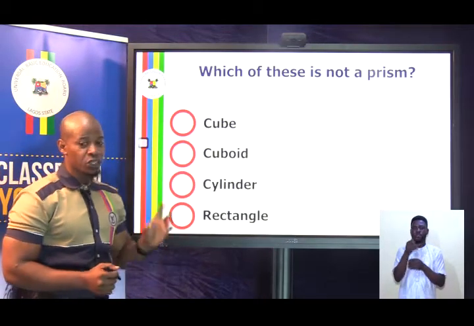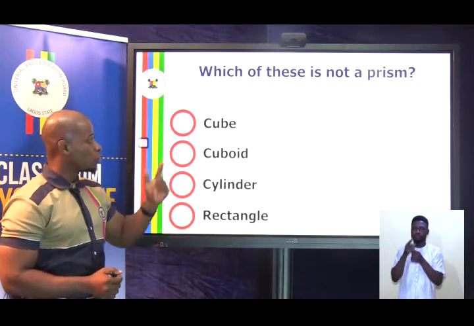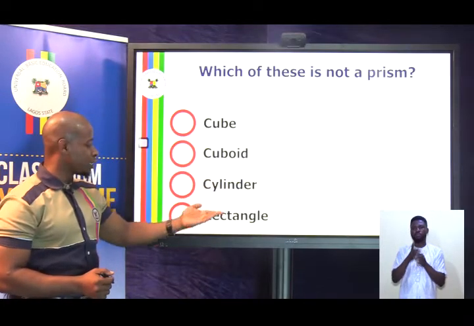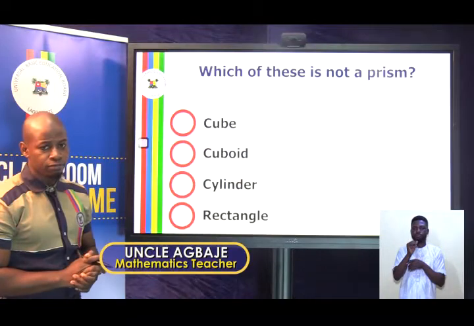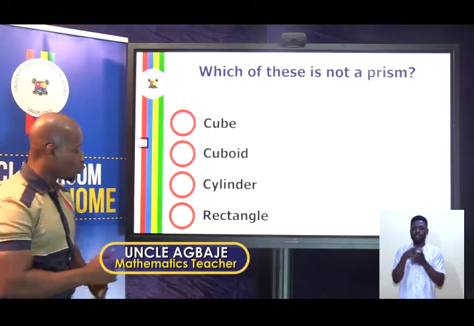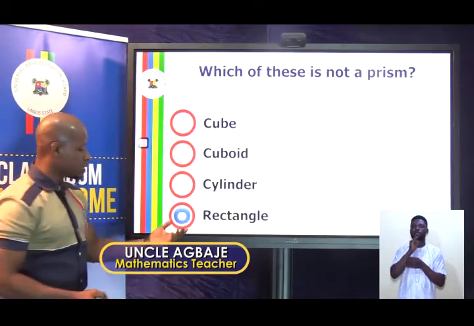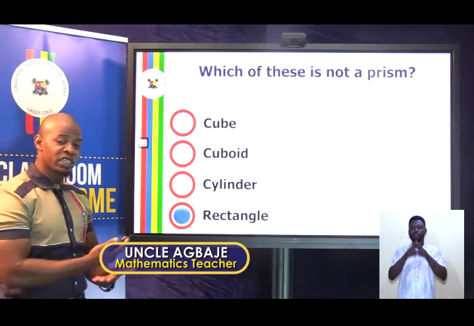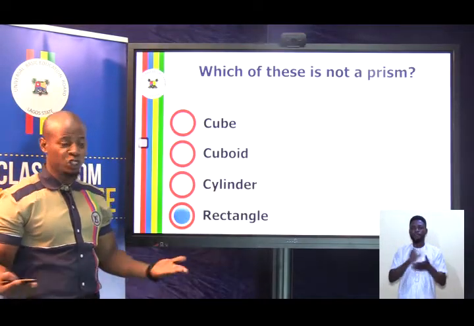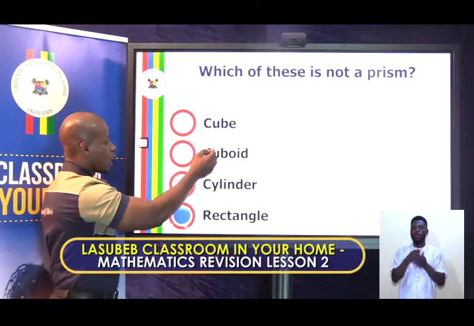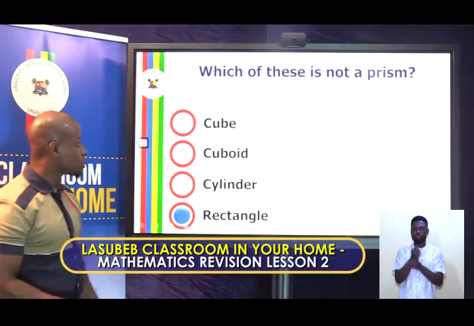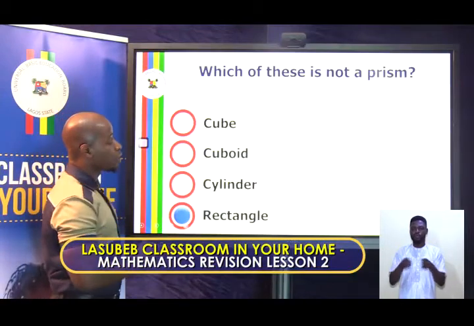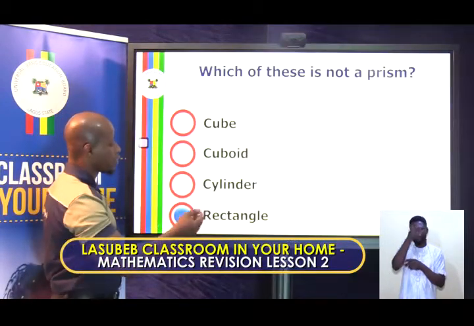Now the pictures are not here on purpose. So you know what a cube is: a cuboid, a cylinder, a rectangle. One of them is not a prism. You should have identified it by now. The one that is not a prism, of course, is a rectangle. Why? Because a rectangle is a flat shape, it's a plane shape. But all these are solid shapes. Cubes, solid; cuboid, solid; cylinder is also a solid shape. So a rectangle is not a prism because it is flat.